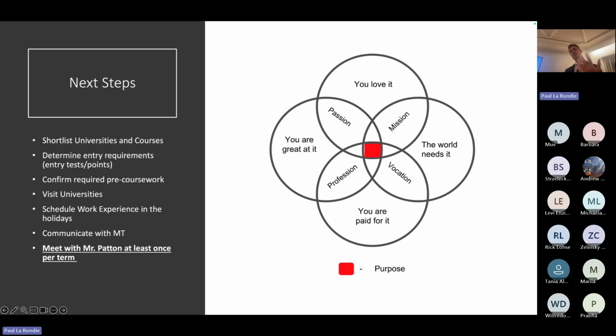And so I try to pull these questions from our students and help them think about what those are. From there, we can shortlist universities and courses, determine entry requirements, confirm if there's pre-coursework, visit universities, etc. But ultimately, it's these four questions that really guide it. And so I try to make sure that our mentor tutors are speaking with students about this as well, or in one-to-one meetings with me, we do this also.